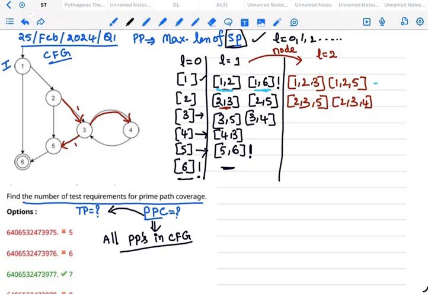Next this is completed. Next 2 to 5. Is it possible to extend to the next node? 2 to 5, 6, right? We extend 1 2, length becomes 2. 2 to 5, 6. No other nodes are possible, so no other simple paths are possible for length 2.